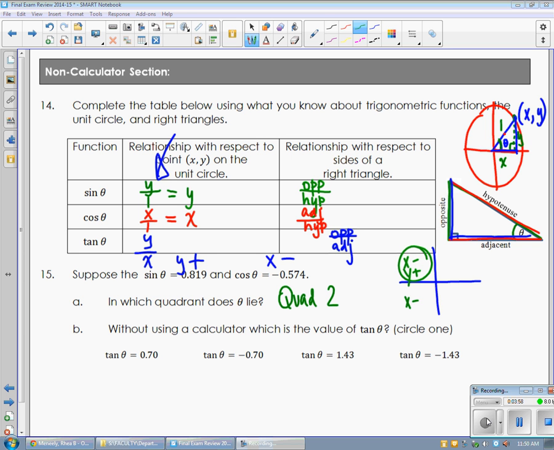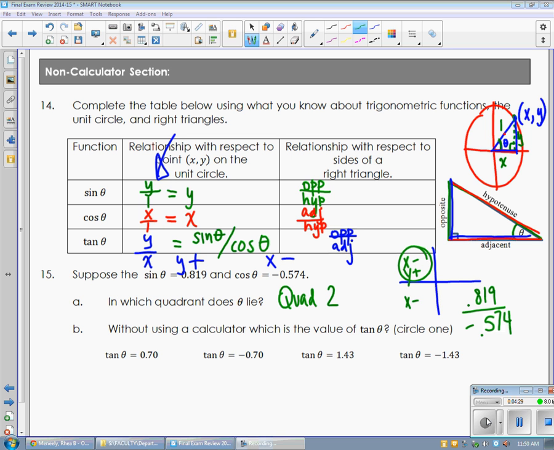And then in part B, it says, without using a calculator, which is the value of the tangent? So let's think about it. We already know that our tangent is going to be opposite over adjacent, y over x, which is the same as saying sine of theta over the cosine of theta. And so my tangent is going to be the sine, which we said is 0.819, over the cosine, which is negative 0.574. So let's think about this relationship.